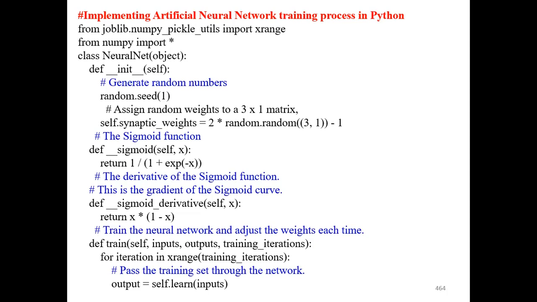That is how the training process is done. I am going to explain now. First I am importing the NumPy package in order to calculate mathematical operations. Then I am using neural net as my class name, and I am defining a function init, that is called the constructor, for initialization purposes. Then generate random numbers. One function I am using is the random function, to assign random weights.